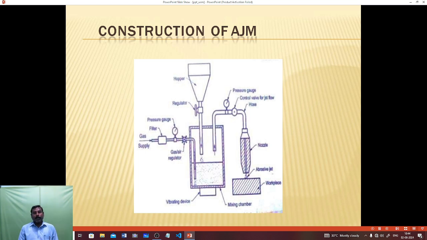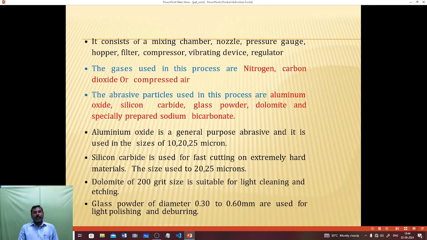The construction of abrasive jet machining is as follows. First, the gas enters the process, then the gas is filtered, then a regulator is fixed in the process. What is the purpose of the pressure regulator? The gas flow enters at a safe pressure. It then consists of a mixing chamber, nozzle, pressure gauge, hopper, filter, compressor, vibrating device, and regulator.